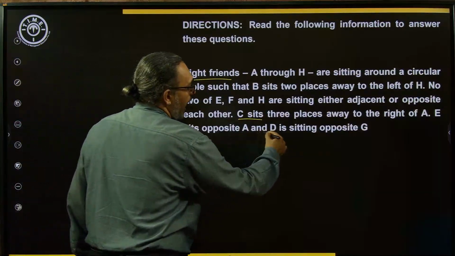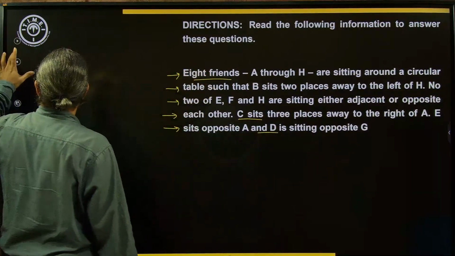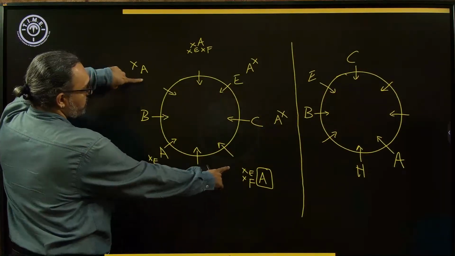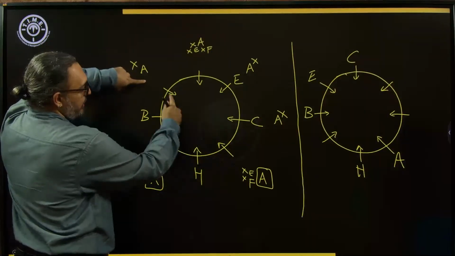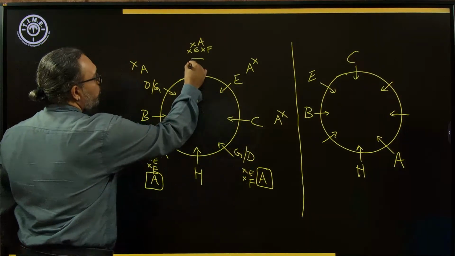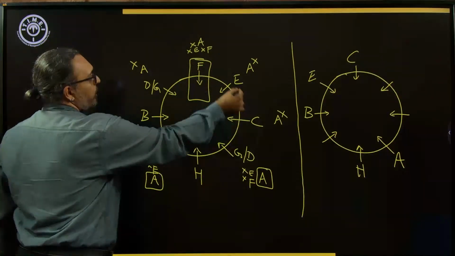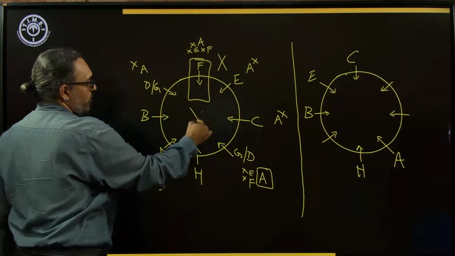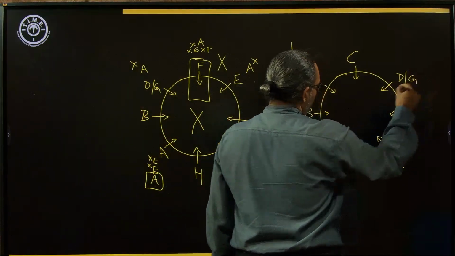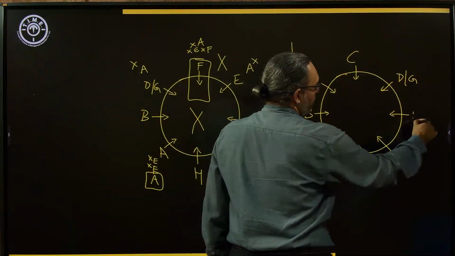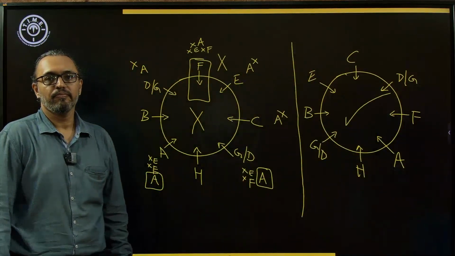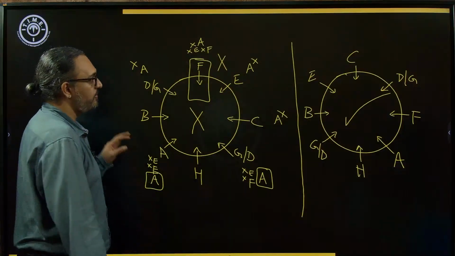Finally, he says D is sitting opposite G. So if D is opposite to G, this is the opposite we have. So this is a D or G, this is G or D. But then unfortunately, who is going to come here? F. But F cannot be adjacent to E. So this is ruled out. So from here, this is where you get D or G, G or D, and then you can have F here. They are not adjacent. So this is your final arrangement. Correct?